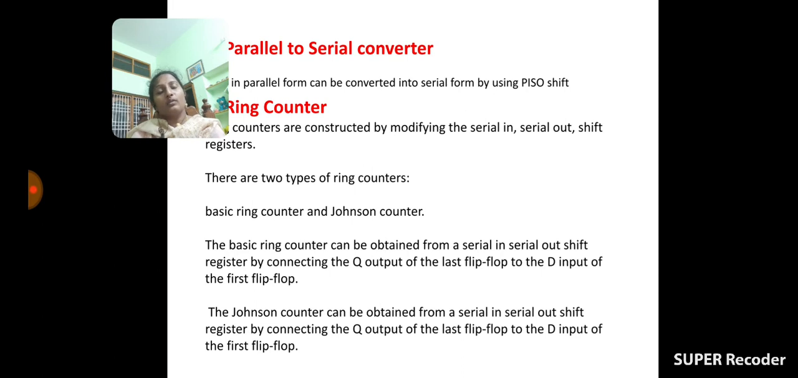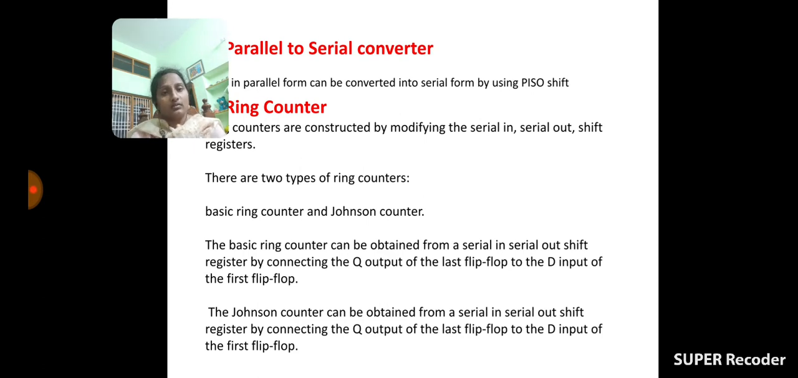So how are the counters manufactured? By adding some gates to the serial in serial out shift registers, the counters will be manufactured. While coming to the counters, the first kind of counters are ring counters. Ring counters, ripple counters, synchronous counters and asynchronous counters are there.